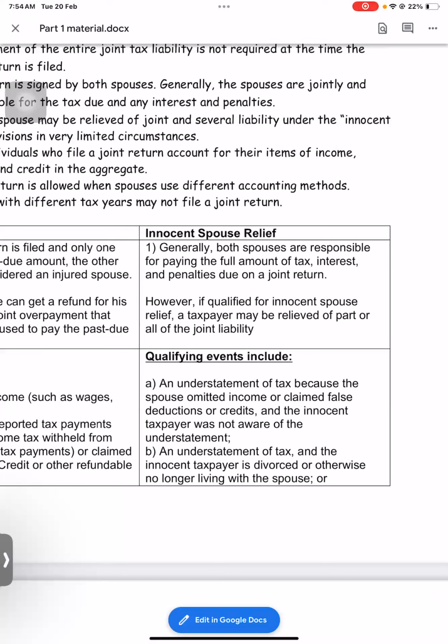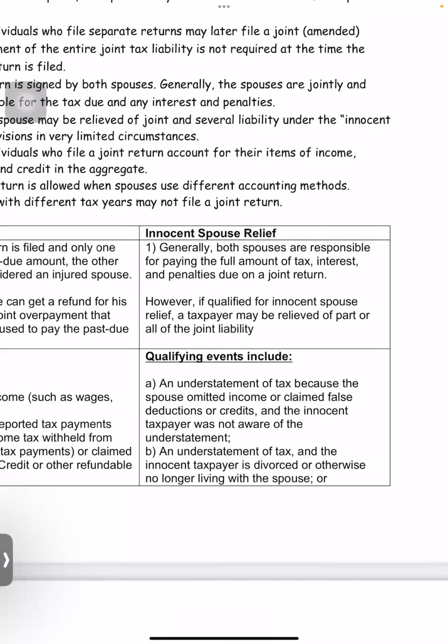In case of innocent spouse relief, what will happen? Both spouses are normally responsible for the tax and the penalties. If they are filing a joint return, they both will be liable to pay the tax equally. But if qualified for innocent spouse relief, the taxpayer may be relieved of part or all of the joint liability.